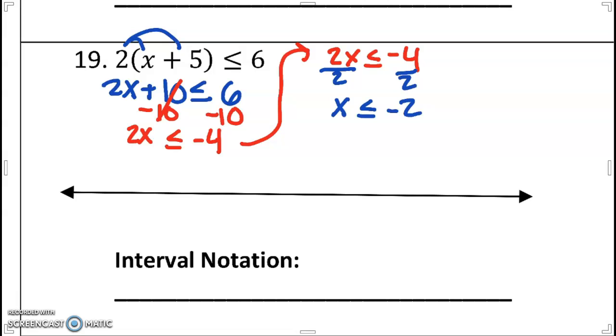So, what do I put on my number line? -2. Does -2 get an open dot or a closed dot? Does it point to the left or to the right? That means in my interval notation, what is my known number? -2. Do I get another number there? An infinity. A negative infinity.